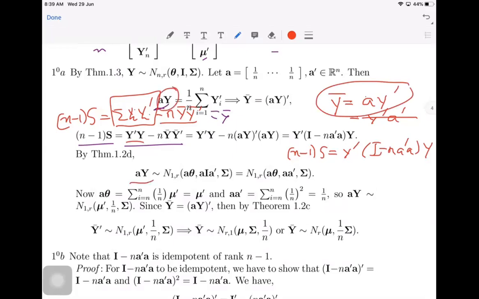Look at the distribution of that, from the result in 17.2d. Katong ABC, no? AY. So wala ni siya identity, AY na lang. So you will have this normally distributed with mean vector A theta, because the mean vector of y is theta, and then A I A prime, and then sigma. So in other words, you have this.